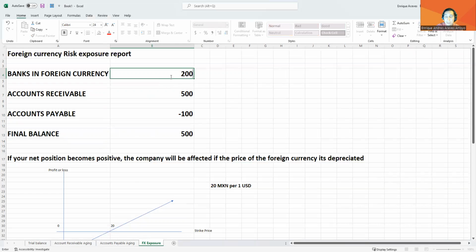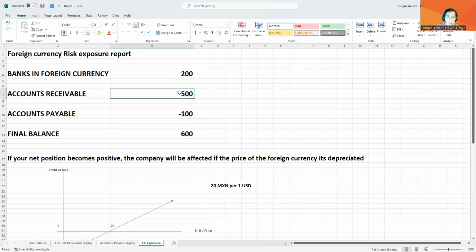Like, let's do it for this example, like 200. All my US dollar accounts, add them up to 200, plus the account receivable. So you have a resource, you know that the assets are resources. You have 700 US dollars, in this case, in this example of foreign currency risk.